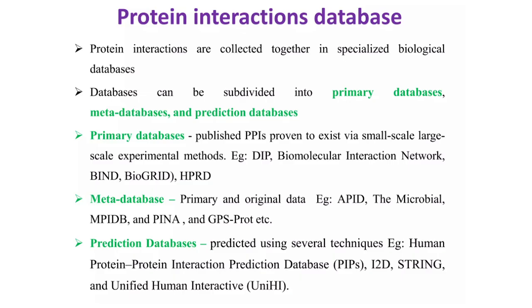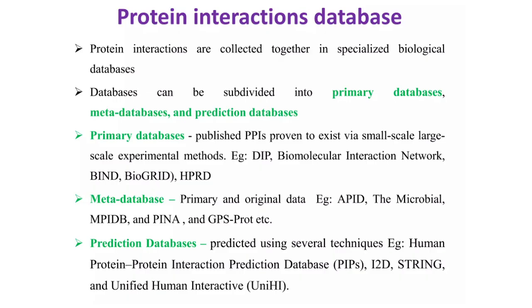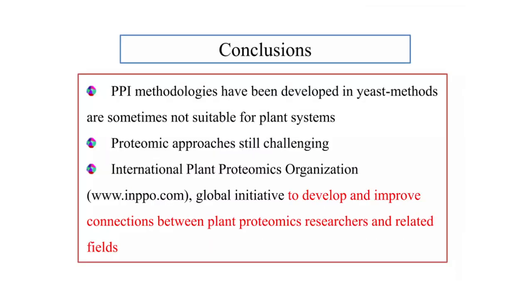And the prediction databases are predicted using several techniques. There are certain databases like PIPs, the interaction prediction database, STRING, then the Unified Human Interactome, UniHI. So these are the ones which you can search through to understand or study some unknown or novel protein-protein interactions.